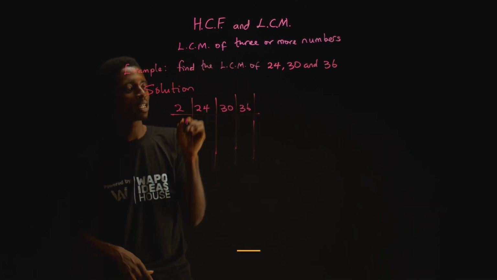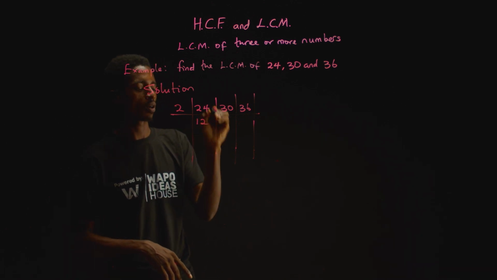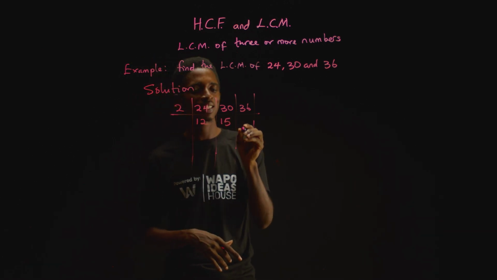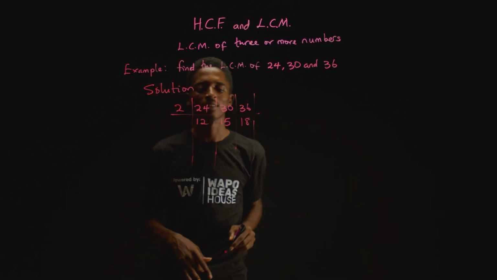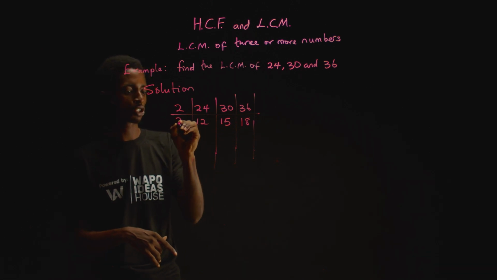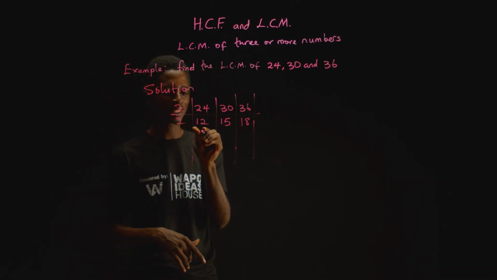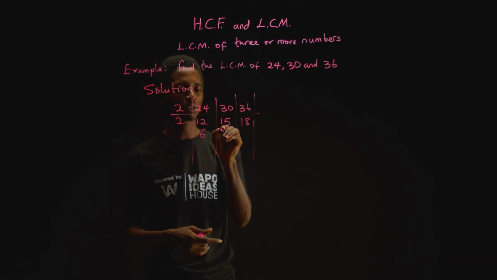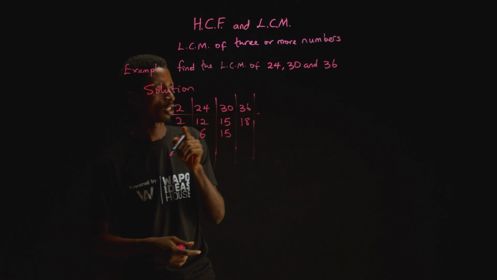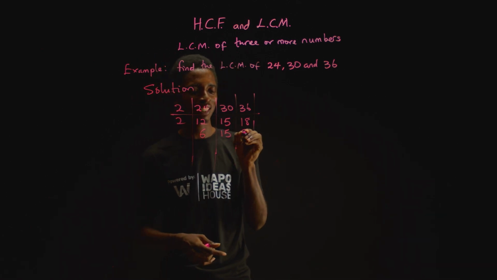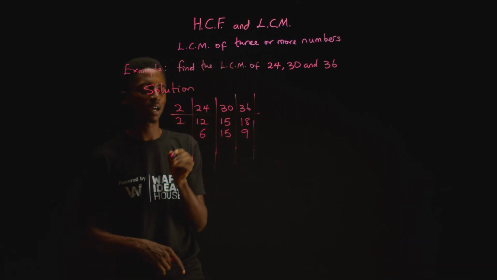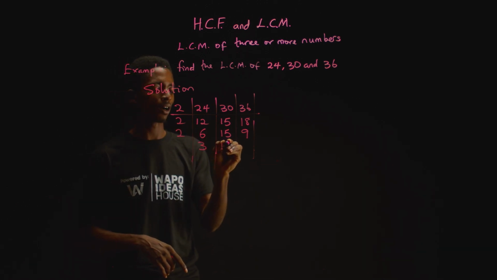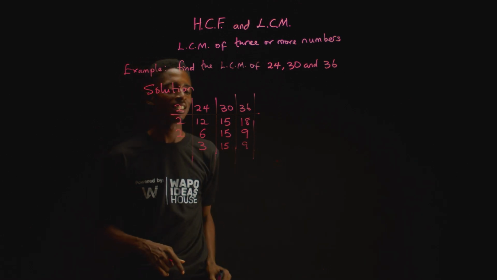So 2 in 24, that is 12, in 30, 15, and in 36 is 18. 2 is still a factor, so we continue with 2. 2 in 12 is 6. 2 cannot go in 15, so we write down our 15. 2 in 18 is 9. 2 is still a factor. Now 2 in 6, 3, and then we put down 15 and 9.